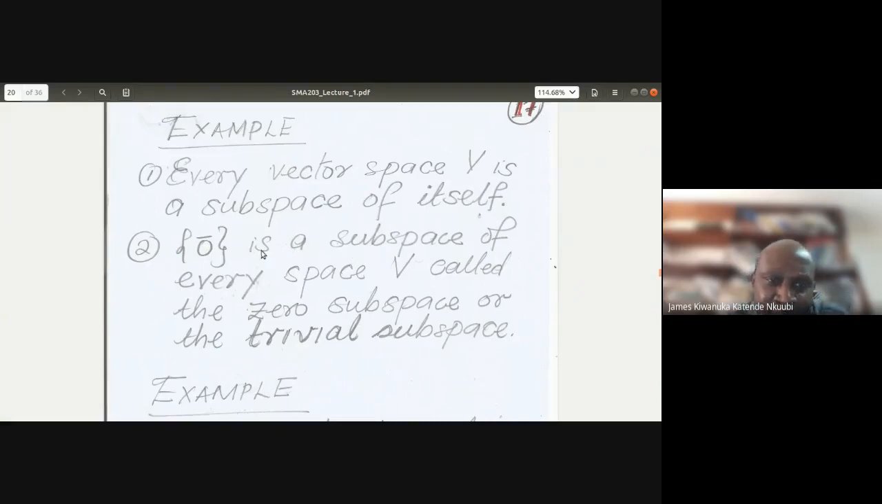Then the set containing only the zero vector is also a subspace of every vector space. It's normally called the zero subspace, or it can be called the trivial subspace. So this set consisting of only the zero vector is also considered to be a subspace. It doesn't matter which vector space you are in, these two properties will always be true.